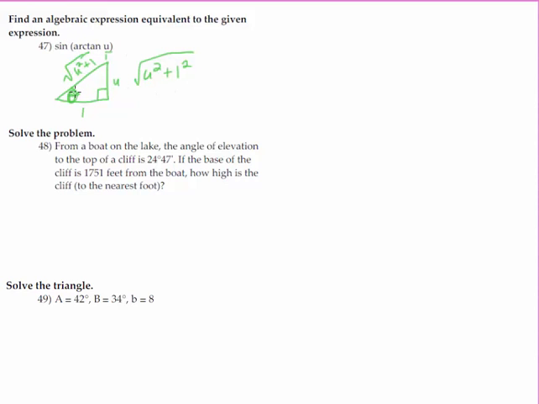Sine of theta now, because we didn't find theta, but we set up a triangle with it. Sine of theta is opposite over hypotenuse, which is u over square root of u squared plus 1. You do not need to rationalize that. I would personally prefer that you not do it. That's our answer.